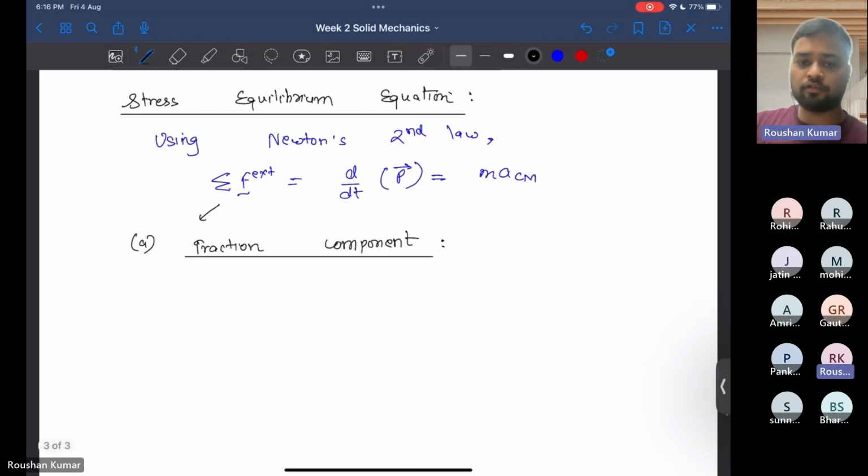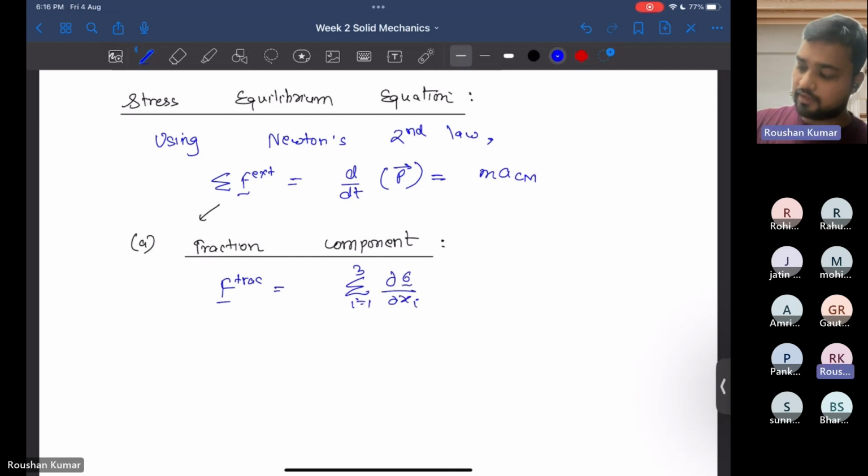Traction acts on the boundary of the body, and the force due to the traction vector is given by summation over i equal to 1 to 3 of del sigma upon del xi ei into delta V, where delta V is the volume of the element. That means we have an infinite number of volume elements in a body. So here delta V denotes the volume element, and sigma is the stress tensor.